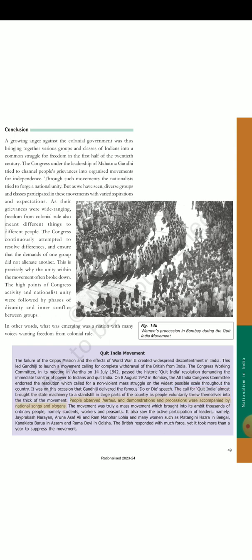People observed hartals, and demonstrations and processions were accompanied by national songs and slogans. The movement was truly a mass movement which brought into its ambit thousands of ordinary people, namely students, workers and peasants. It also saw the active participation of leaders, namely Jaiprakash Narayan, Aruna Asaf Ali and Ram Manohar Lohia and many women such as Matangini Hazra in Bengal, Kanaklata Barua in Assam and Rama Devi in Orissa. The British responded with much force, yet it took more than a year to suppress the movement. Fig. 14b Women's procession in Bombay during the Quit India movement.